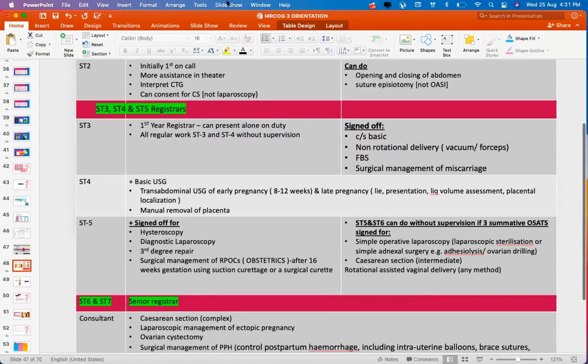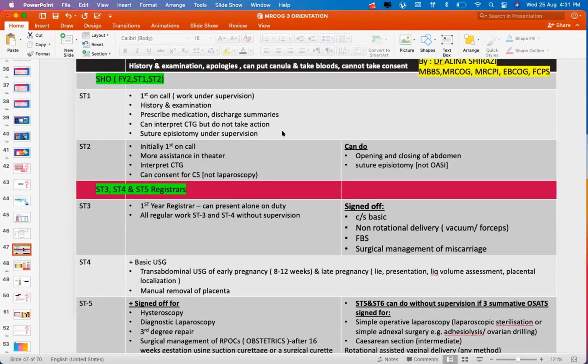Hello. Sorry to disturb you. No, it's okay. Mostly in the labor ward they are providing us ST1. So sometimes there is a pathological CTG, and who will take the consent? Only me. I am the one who is senior there. Then as ST5. And ST1 cannot.